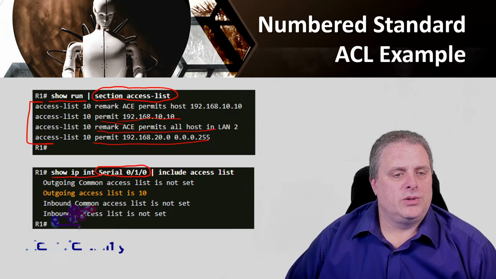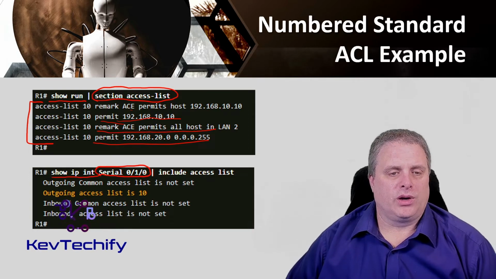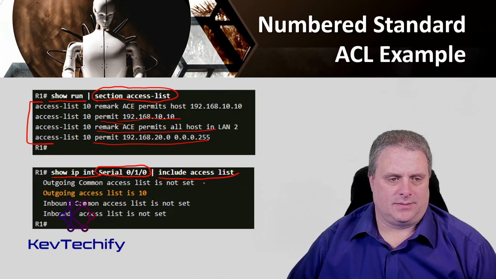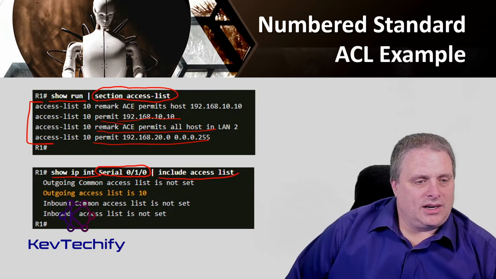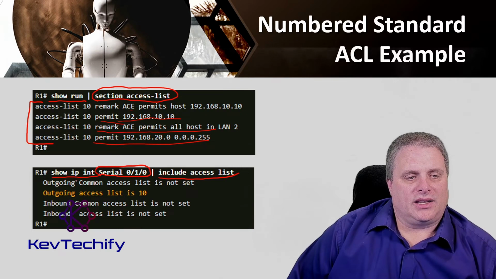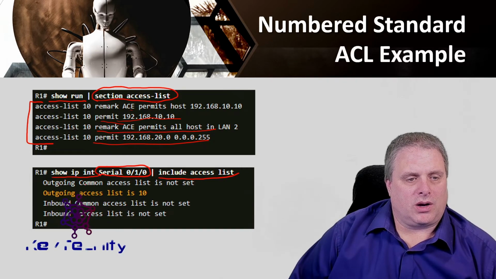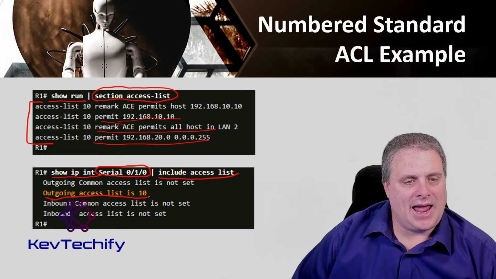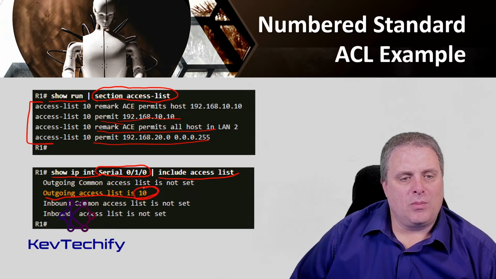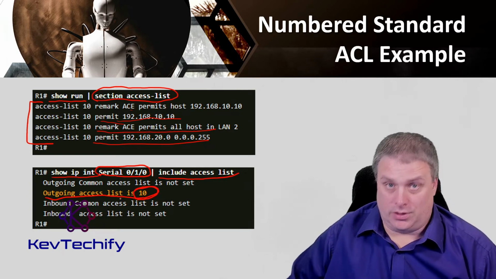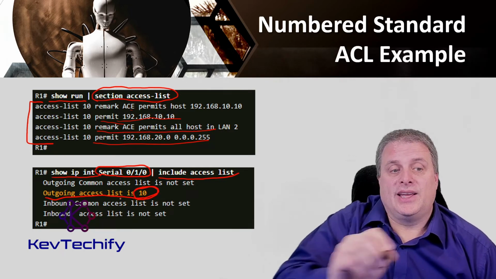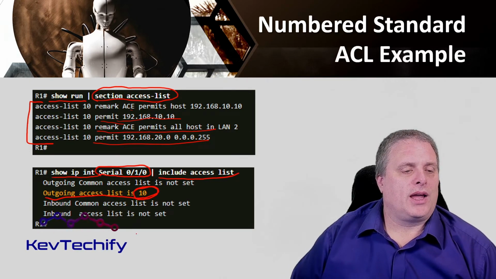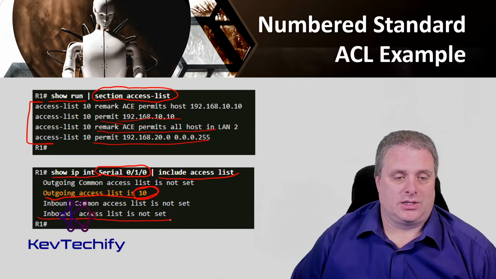We bound it to serial 0/1/0, and we're going to filter here based on any line that includes access list. We can see here it gives us some information about the outgoing common access list, and then here, outgoing access list is 10. That numbered access control list we created earlier, access control list 10, it's saying that is applied to our outbound traffic. We have nothing applied to our inbound traffic on this interface.